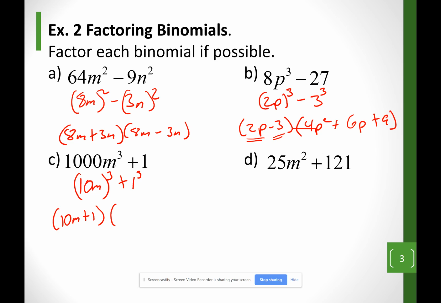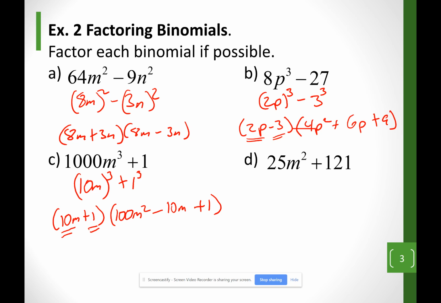For my second parentheses, I square the first term. 10m times 10m will give me 100m squared. I square the last term, so I'm going to finish with a 1. Now, because it's a plus sign, I'm going to do minus, and multiply the two terms.